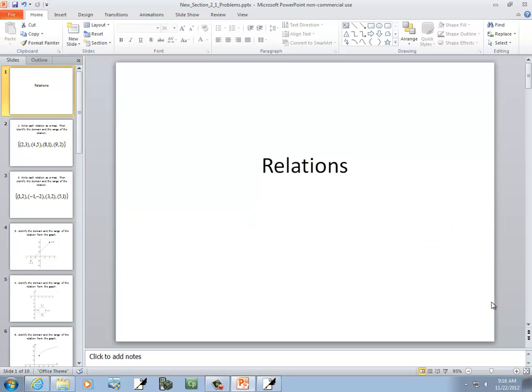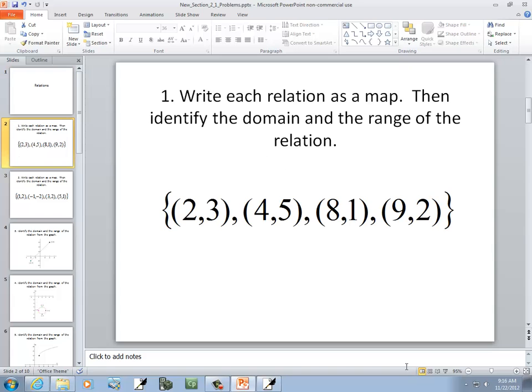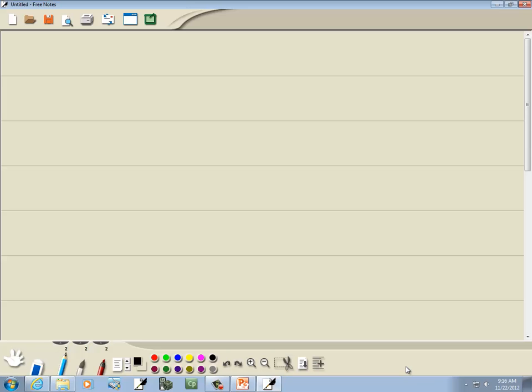Let's take a look at relations. For purposes of what we're going to be looking at, we'll be thinking of points, where we tie x to a particular y value. Take a look at our first problem.